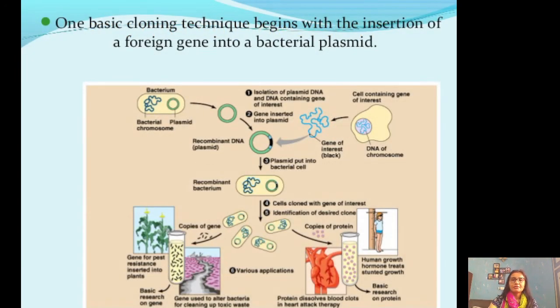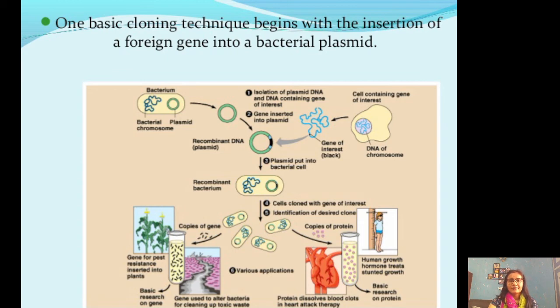In this slide you can see the various steps involved in gene cloning. One basic cloning technique begins with the insertion of a foreign gene into a bacterial plasmid. Earlier we discussed what plasmids are. Plasmids are the extra chromosomal part of any bacterial cell or plant cell. They can live in plant cells or bacterial cells. According to our requirement, we can choose the host cell for plasmid isolation. So first of all, we have to choose the plasmids for cloning.